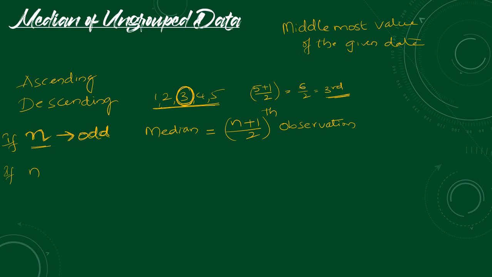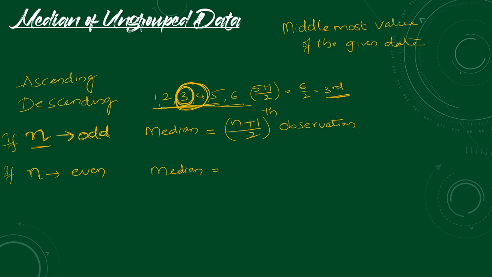Now if n is even, for suppose the given value of n is even, then what is my median? For that I am going to add one more observation, so now we have 6 observations. When n is even, we will have 2 observations in the middle, so we clearly have 2 middle terms.